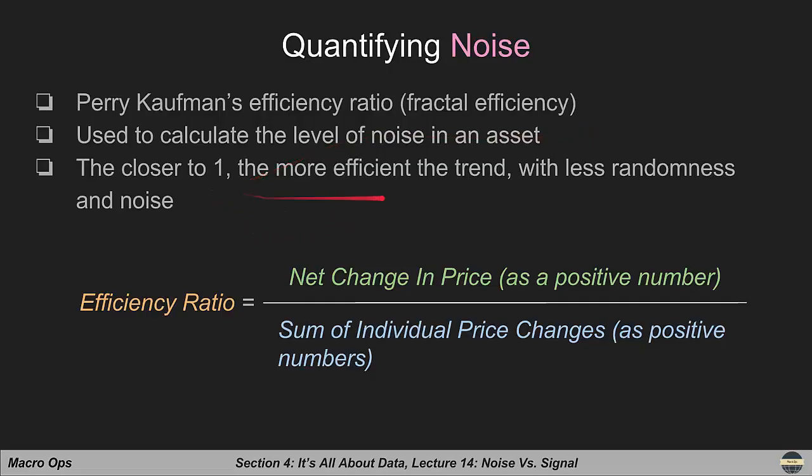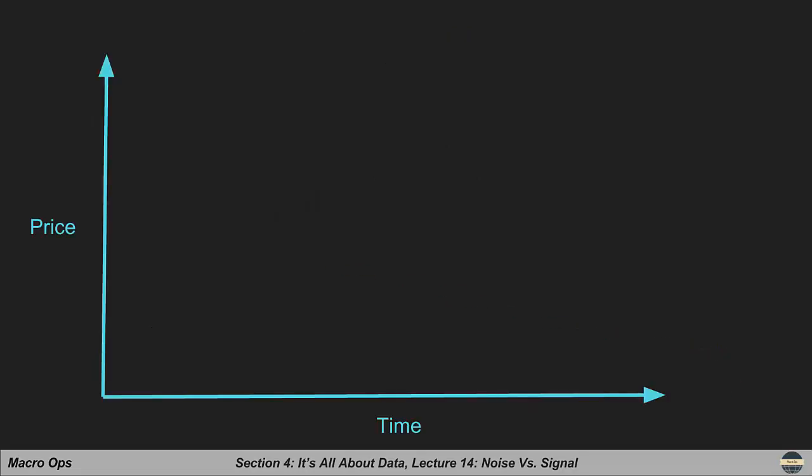So the closer to 1, the more efficient the trend, with less randomness and noise. So the efficiency ratio is defined by having a net change in price as a positive number over the sum of individual price changes. So it's a fairly simple calculation to make, and it's very effective at telling us from a quantitative perspective how much noise is in the market. So let's run through a little example here demonstrating how to calculate the efficiency ratio.